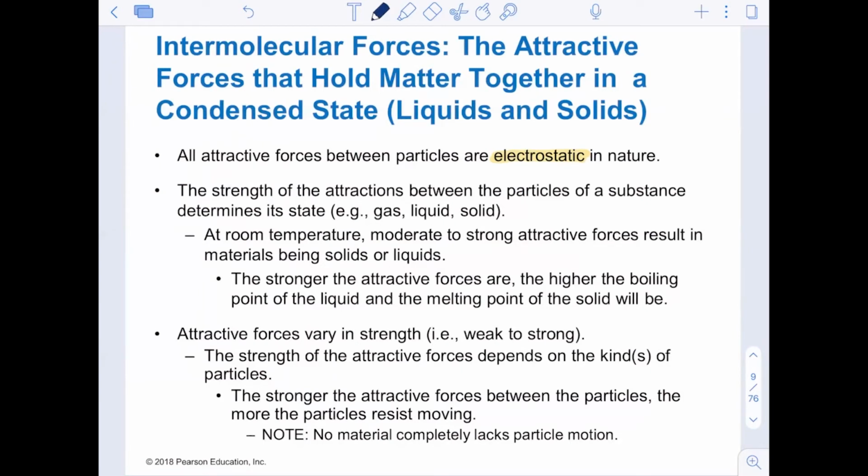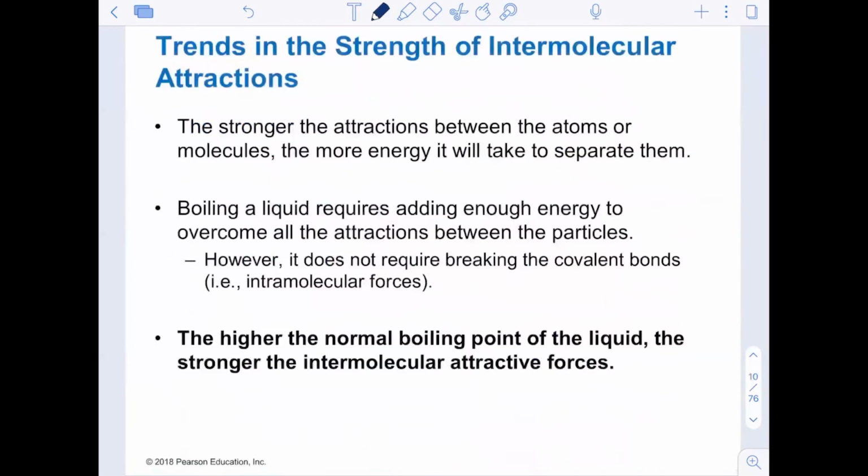So there are 4 main types of intermolecular forces. One is going to be based off of solutions, and so we'll most likely deal with that next chapter. But there are going to be weak forces and strong forces. And so the stronger the force, the more the particles want to stick together. That's the overall theme. Trends in the strength of intermolecular forces: the stronger the attractions between the atoms or the molecules, the more energy it will take to separate them.